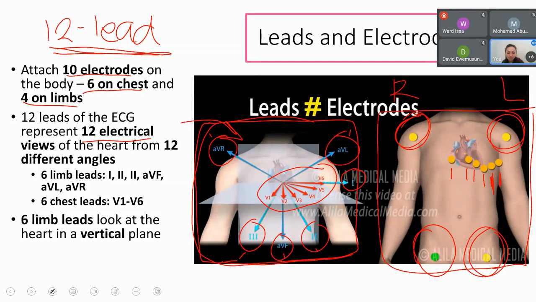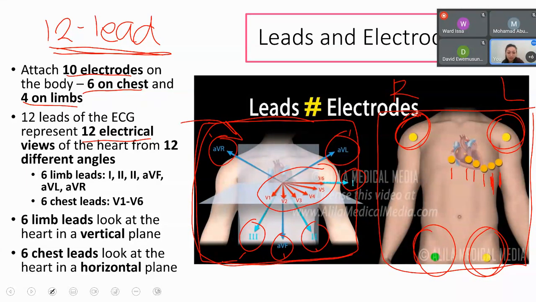So the 6 limb leads look at the heart in a vertical plane, and the 6 chest leads look at the heart on a horizontal plane. So don't worry about this. This is not important for today, but just remember we have 10 electrodes. But with these 10 electrodes, we can generate 12 electrical views of the heart. We can generate 12 leads.